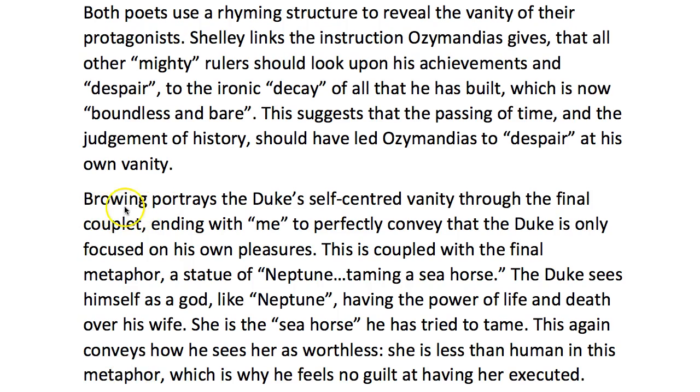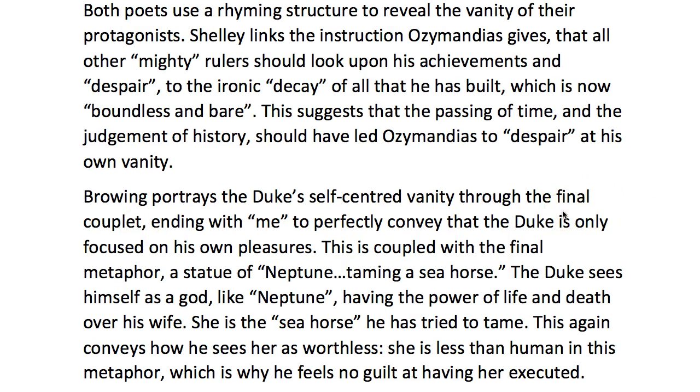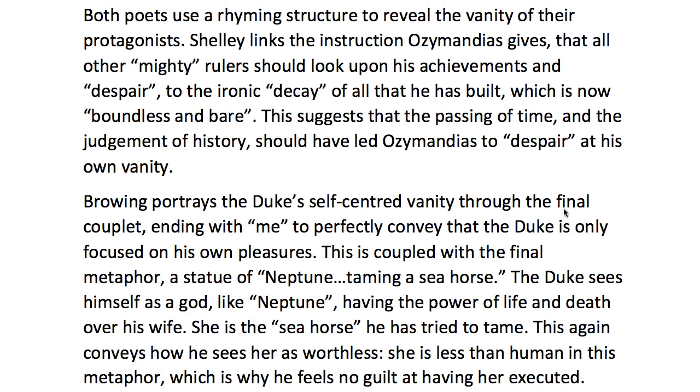Then I have to look at the other poem. Browning portrays the Duke's self-centered vanity through the final couplet. And so this is another instance of structure. A couplet is a rhyme in two lines, so that's structure. But I've also added in this idea of it being final. And I always tell my students, write about the ending of the poems and say why they end that way. And that is an element of structure. You're saying why the poem has ended that way. That's its structure, isn't it? And so you're writing about structure when you talk about final.